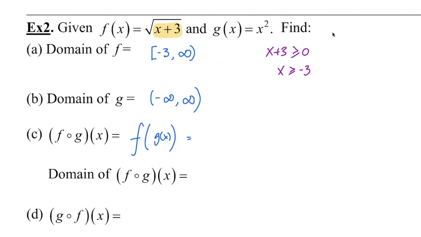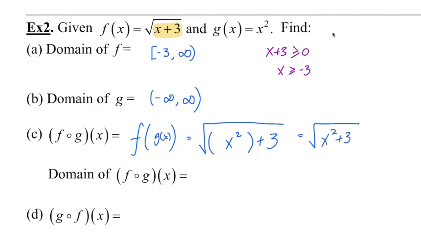So f is on the outside. We have the square root of x plus 3, and we're going to have a new value for the x. And what's the new value? It's the g of x, which is x squared. Okay, so we can just leave it like this, or you can just take away the parentheses. So x squared plus 3 underneath the square root. That's the f of g of x.